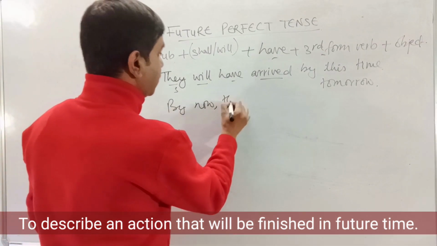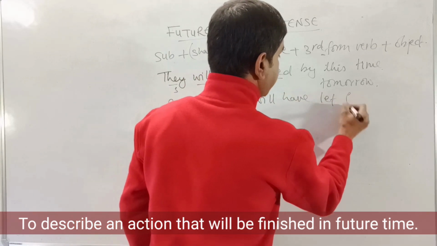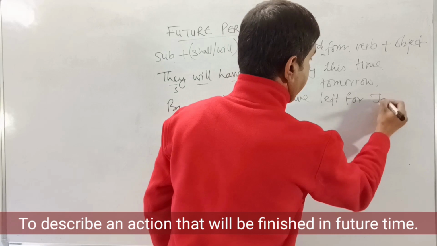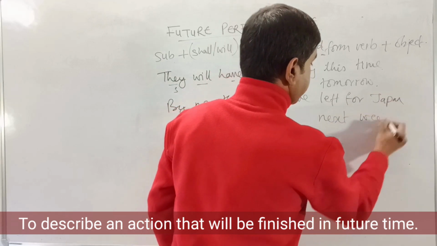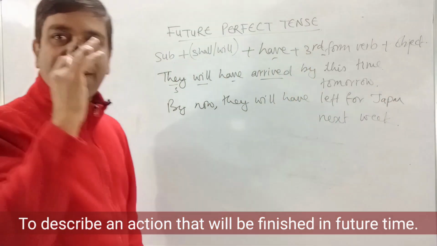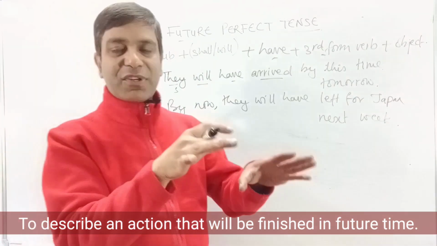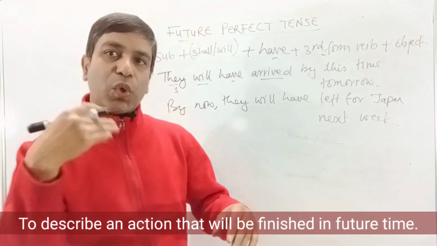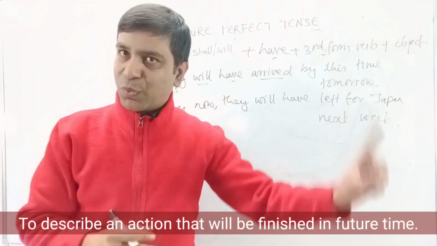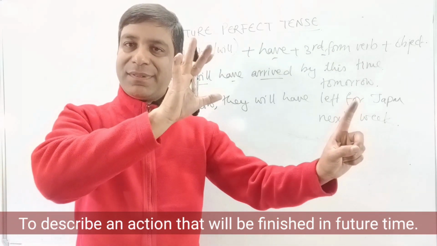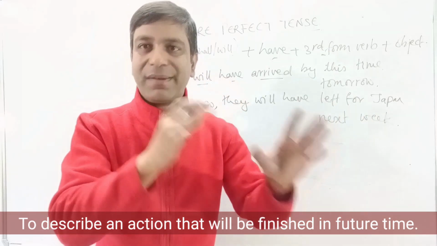By now, they will have left for Japan next week. That means they haven't left for Japan. They are not leaving. They are not going right now. But by now, by this time, next week, they will have left. They will not be leaving. They will have left for Japan next week.